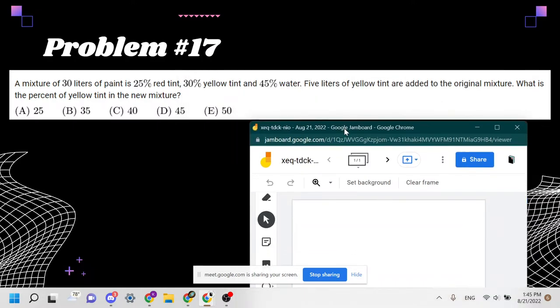Okay, so this is one of those ratio problems. A mixture of 30 liters of paint is 25% red tint, 30% yellow tint, and 45% water. So 5 liters of yellow tint are added to the original mixture. What is the percent of yellow tint in the new mixture? I guess this is an Algebra 1 problem, technically. It is, it covers ratios. So this problem would fall purely into the category of Algebra 1.